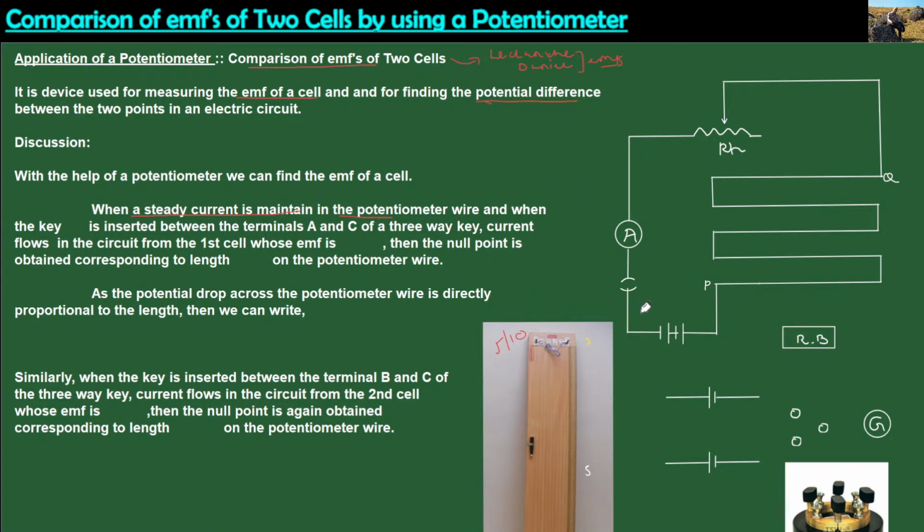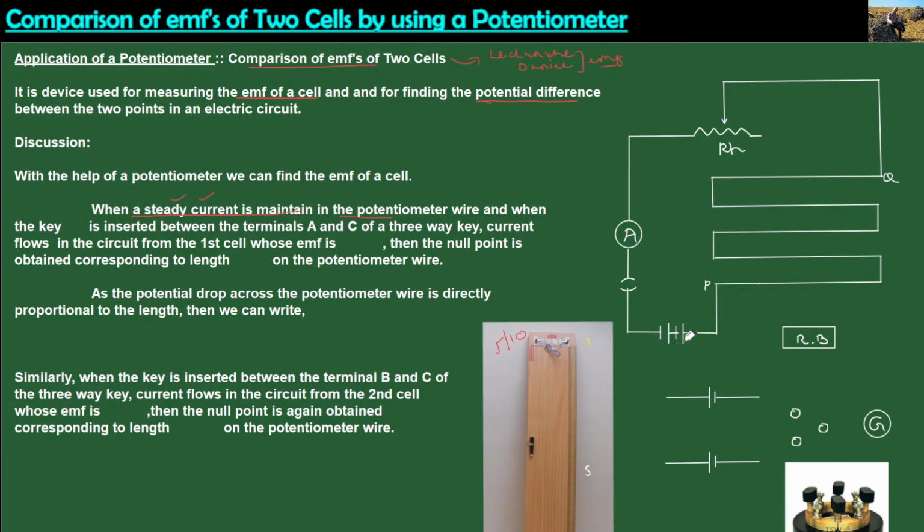How will we maintain constant current across a potentiometer? A potentiometer consists of these wires: the first wire, the second wire, the third wire, the fourth wire, and the fifth wire. We can obtain a steady current in the potentiometer wire by adjusting the amount of current with the help of this rheostat. A rheostat is a device which regulates the amount of current in an electric circuit.